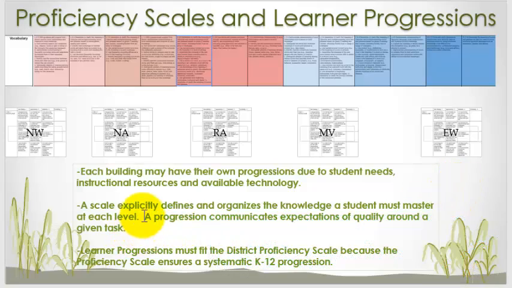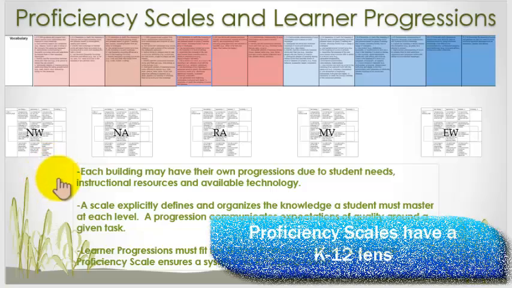A proficiency scale explicitly defines and organizes the knowledge a student must master at each level. A learner progression communicates expectations of quality around a given task. So you can see that the learner progression that you create inside of your grade levels can help ensure that they have that growth inside of your current grade level, and it doesn't take a holistic approach. Your learner progressions, while they are going to ensure that they meet the proficiency scale, are not necessarily built at a K-12 lens, which is where the proficiency scales will be generated from.